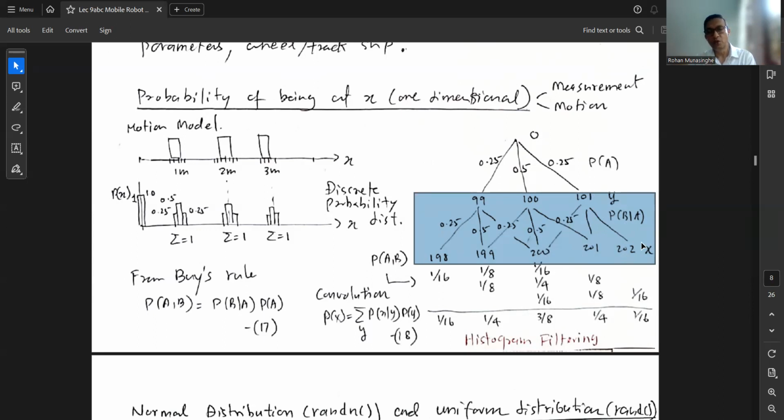So therefore, now there are 9 different possibilities getting your robot eventually to one of these positions: 198 centimeters, 199 centimeters, 200 centimeters, 201 centimeters, 202 centimeters. So any of these positions are possible.